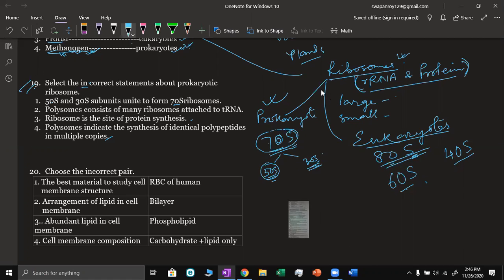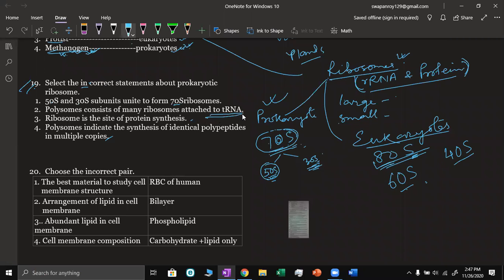This ribosome is found free in the cytoplasm. Ribosome is found in the prokaryote. In the eukaryote, ribosome is also found within the cell organelles, like inside the mitochondria and inside the chloroplast, that is in plastid. In chloroplast and mitochondria the ribosomes are not 80S type, they are 70S or less than 80S.